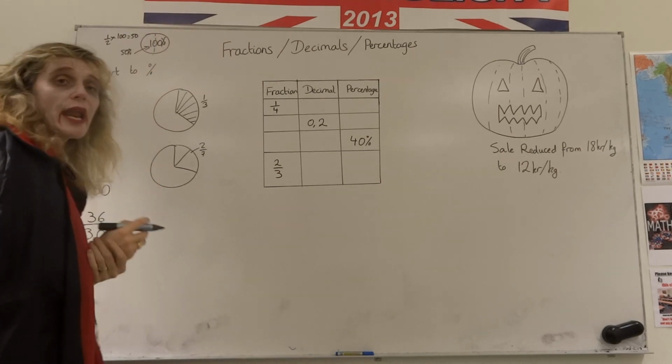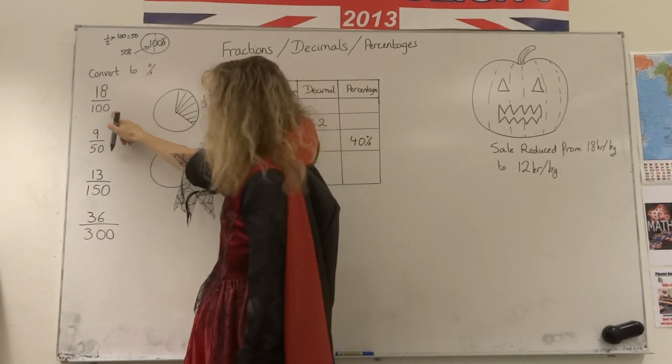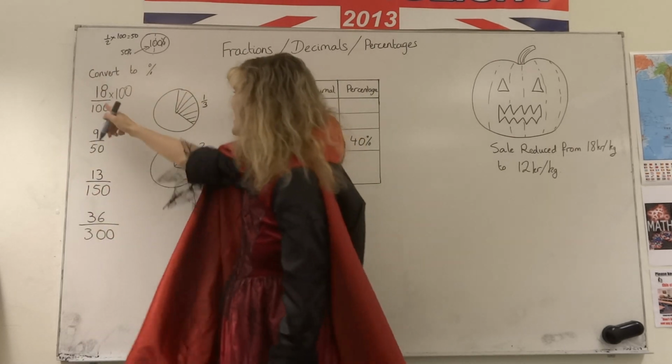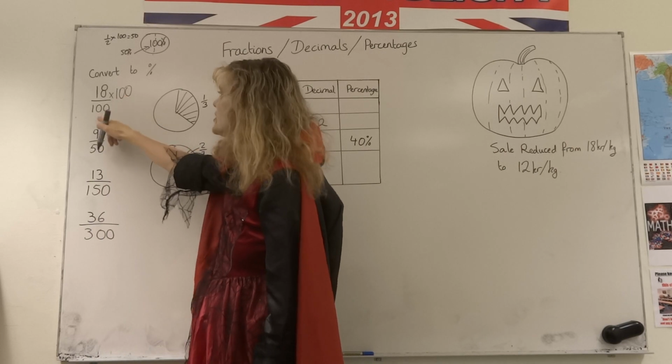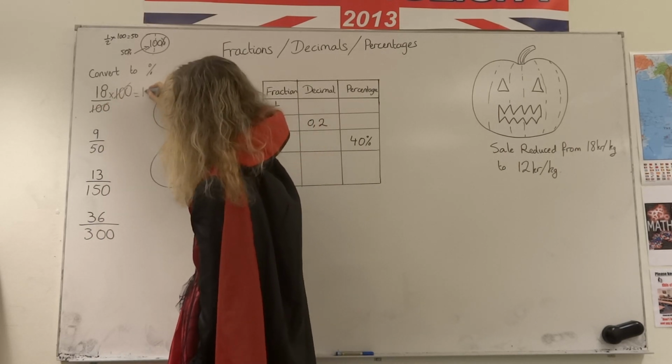So if we're going to convert anything that's in a fraction form into a percentage, we just have to multiply that number by 100. We can see it's really easy here because we get 100 divided by 100. The hundreds cancel and we get 18/100ths equals 18%.